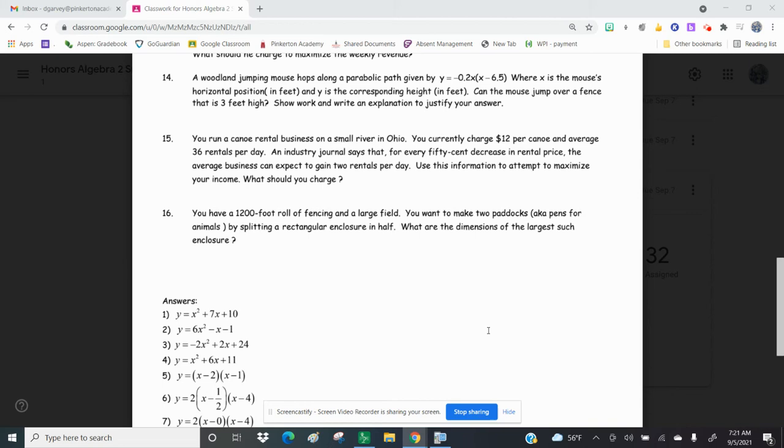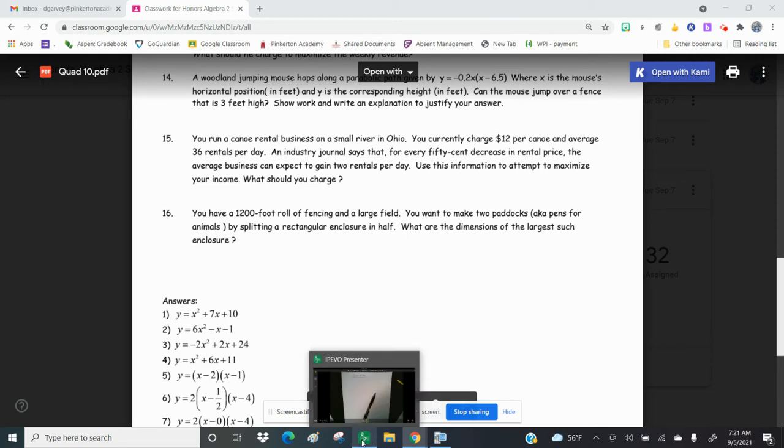All right, so this is number 16 on quad 10. You have a 1,200-foot roll of fencing in a large field. You want to make two paddocks, so for instance, a pen for two animals, like maybe chickens and ducks, by splitting the rectangle enclosure in half. What are the dimensions of the largest such enclosure?